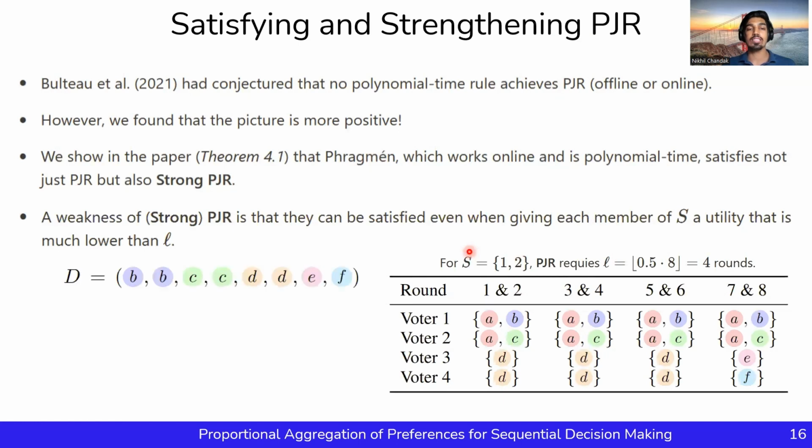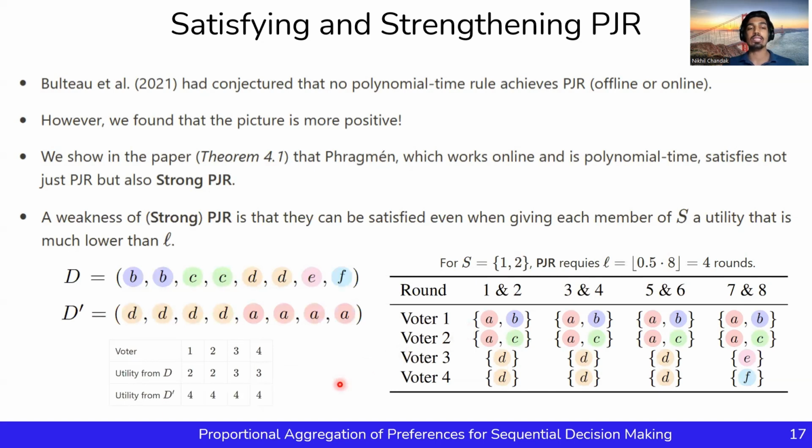And consider this decision sequence. Notice that here, voter 1 is satisfied from the first 2 rounds since it approves B, and voter 2 is satisfied from the third and fourth round as they approve C. Thus, overall, the coalition S satisfies PGR through this decision sequence. But notice that the individual utility of each voter is 2, which is much lower than 4. This can be fixed with an alternative decision sequence where in the first 4 rounds, voters 3 and 4 are happy, and in the last 4 rounds, voters 1 and 2 are happy, each getting an individual utility of 4.